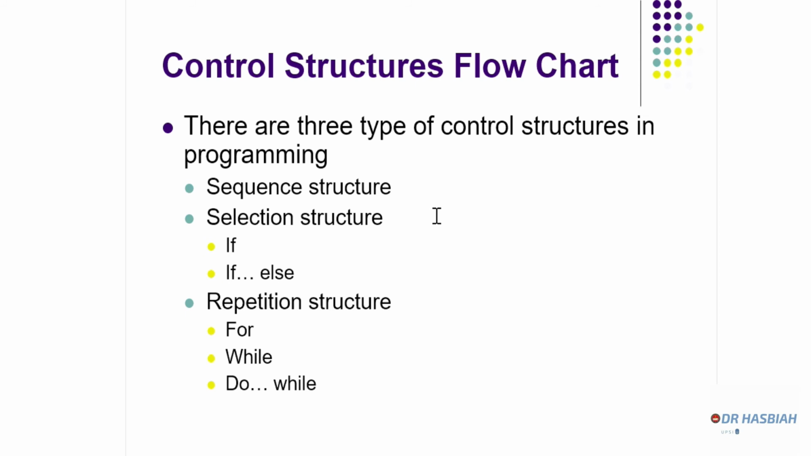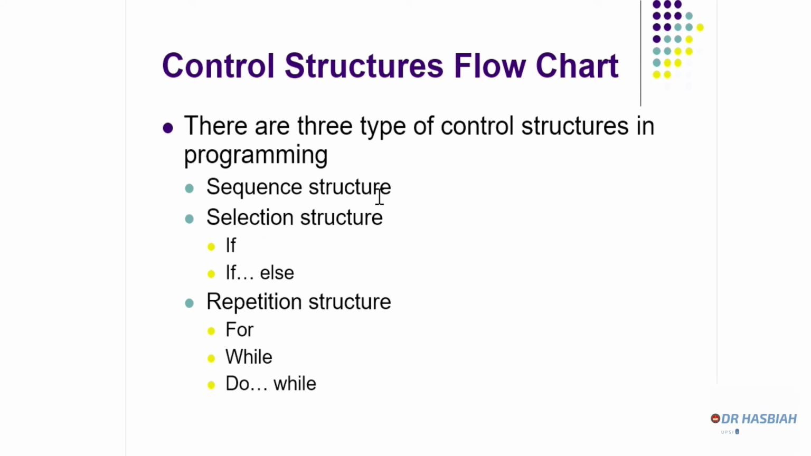Before we end our lecture today, this is the control structure flowchart. In learning programming, you have to bear in your mind, we have three types of control structure. In Malay, we call it struktur kawalan, or control structure in English. So we have the sequence structure, selection structure, and then repetition structure.